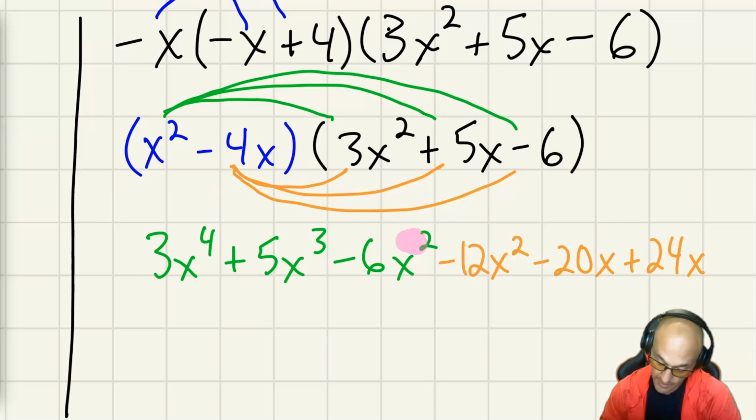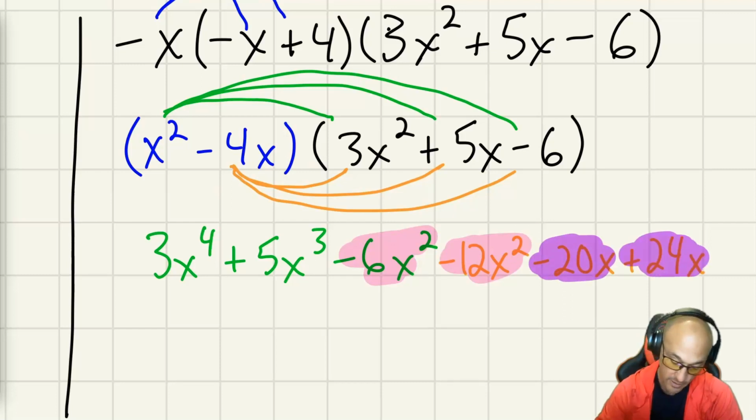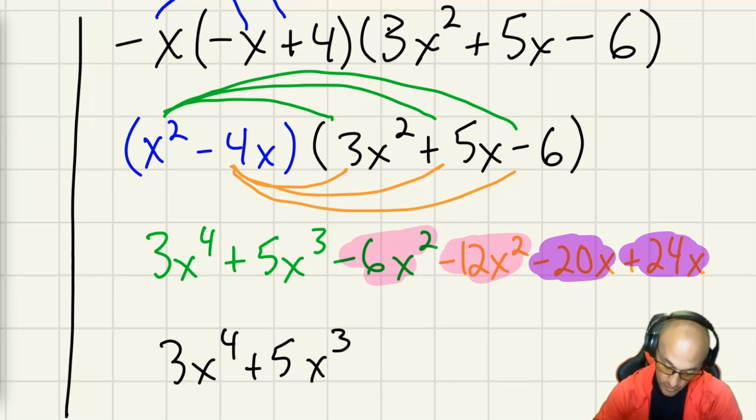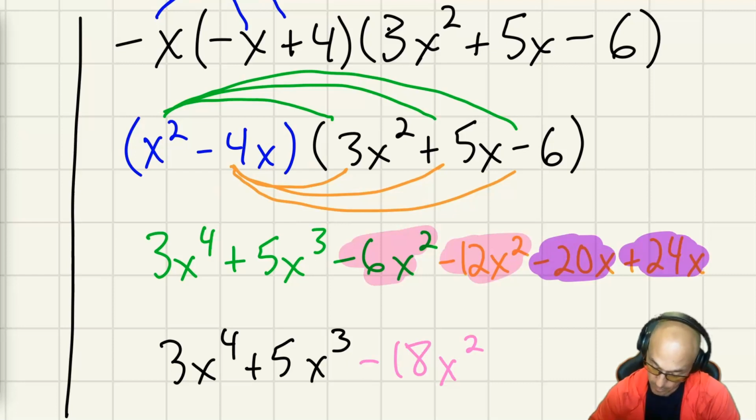So now I can combine my negative 6x squared and my negative 12x squared, and I can also combine my negative 20x and my positive 24x. So I'll have 3x to the 4th plus 5x cubed minus 18x squared plus 4x.